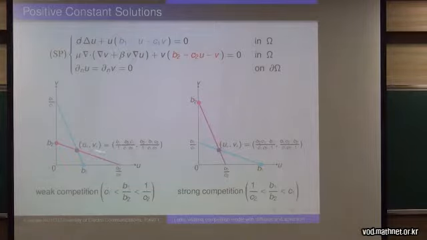This is the UV plane, and these are the corresponding nullclines in these parts. In this case, such an intersection appears. This is the corresponding positive constant solution. On the other hand, the case C1 larger than 1 over C2 is called strong competition. Also in such a case, such an intersection appears. This is a positive constant solution. Weak competition or strong competition.